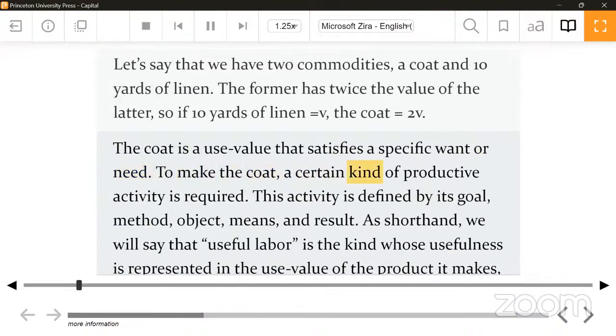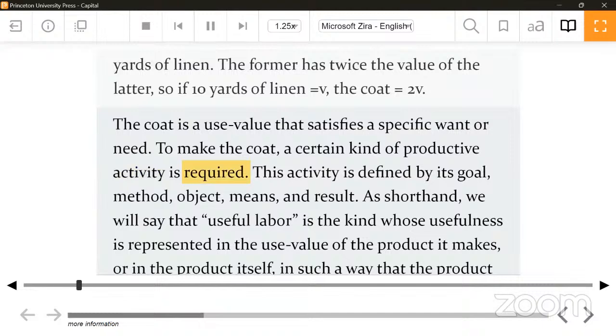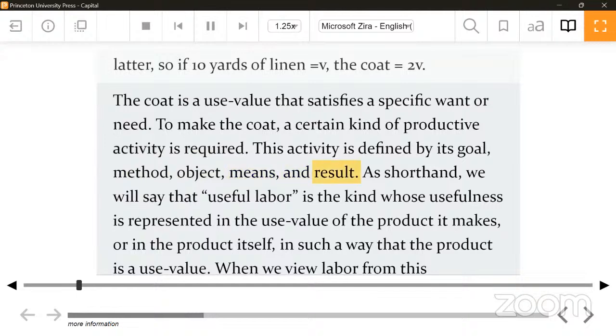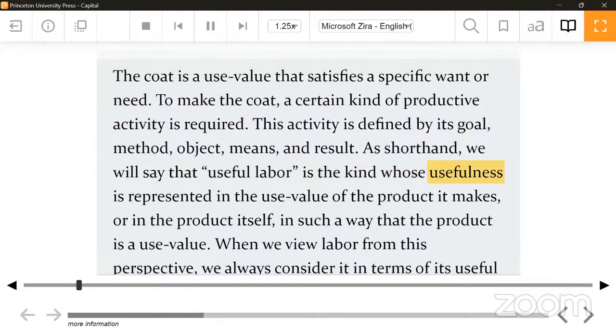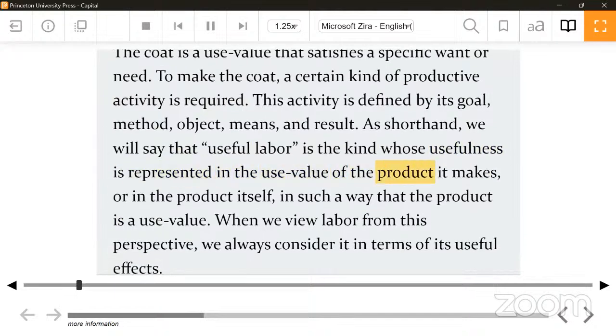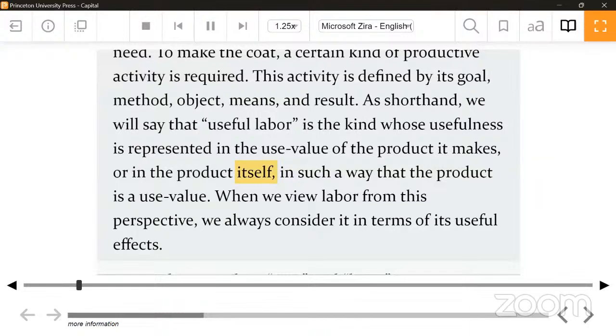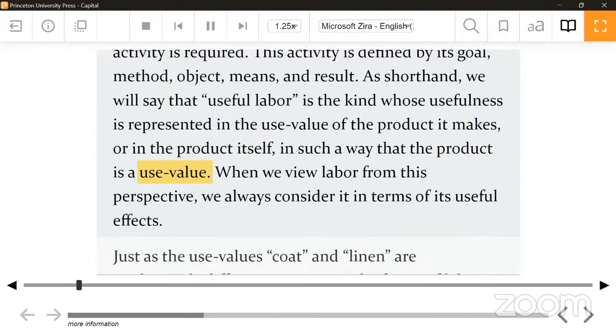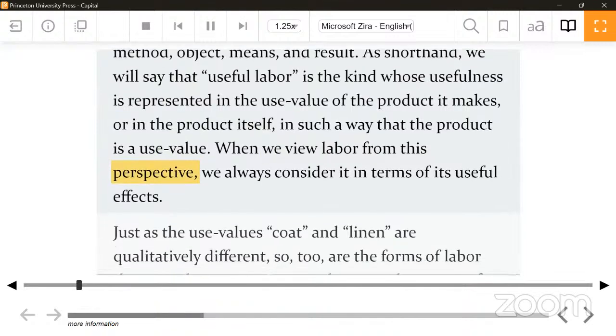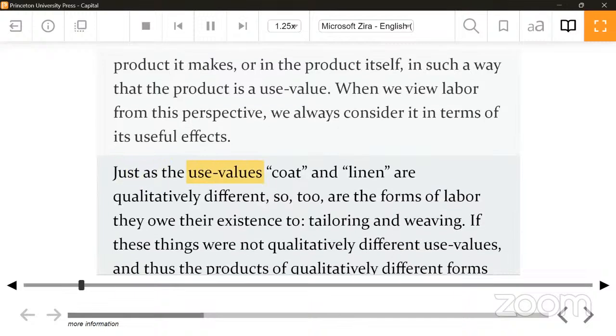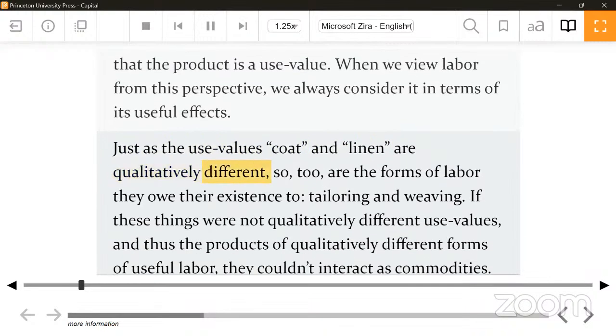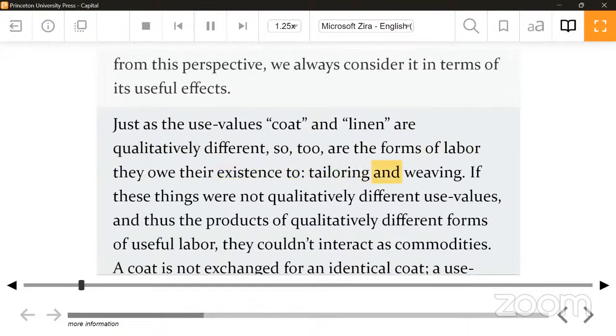To make the coat, a certain kind of productive activity is required. This activity is defined by its goal, method, object, means, and result. As shorthand, we will say that useful labor is the kind whose usefulness is represented in the use value of the product it makes, or in the product itself, in such a way that the product is a use value. When we view labor from this perspective, we always consider it in terms of its useful effects. Just as the use values coat and linen are qualitatively different, so, too, are the forms of labor they owe their existence to, tailoring and weaving.